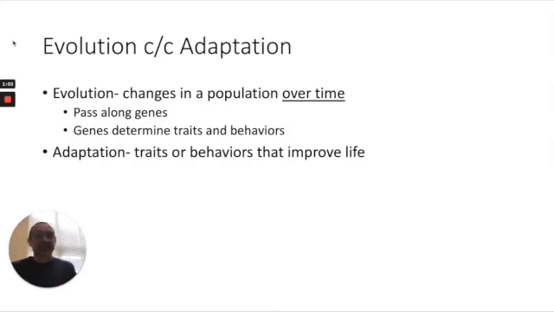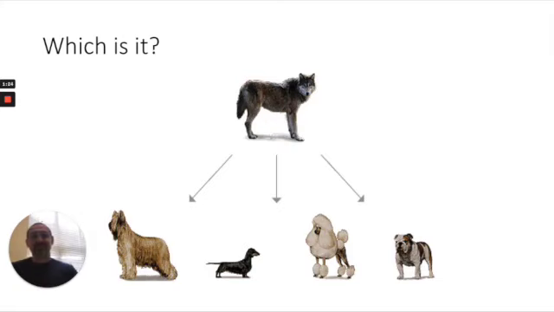For evolution to happen, though, there needs to be passing on of genes. Genes are going to be things that determine traits or behaviors. Adaptation, in contrast, is going to be a trait or behavior that improves life in the current environment. So I'm going to give you a few examples so you can see some of the differences between adaptation and evolution. So here we have a wolf, and through selective breeding, humans have domesticated dogs and now bred dogs for all these traits.